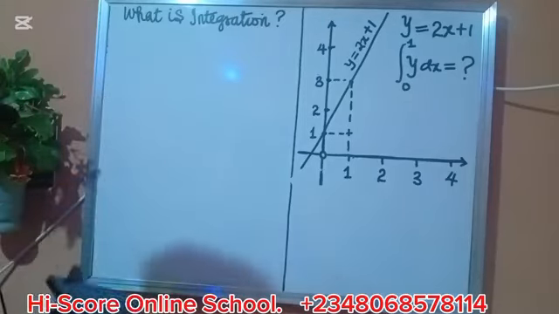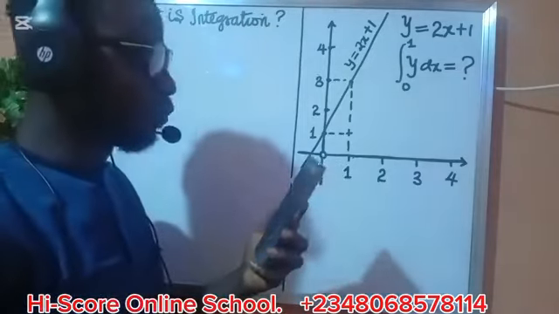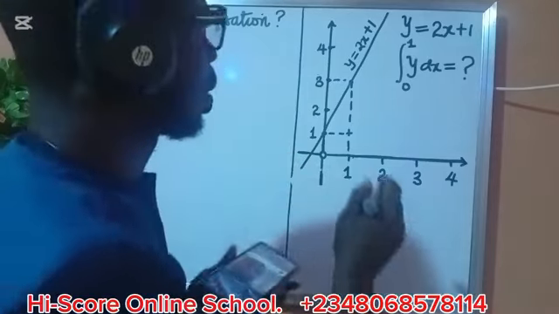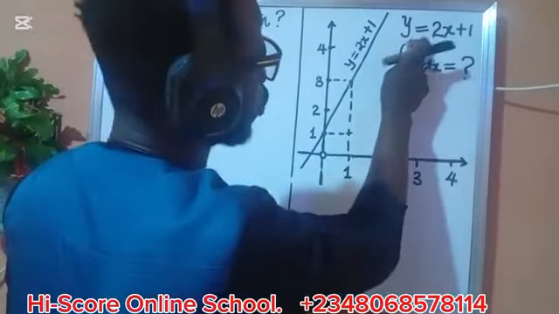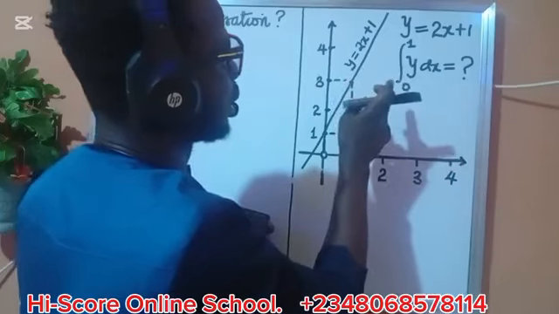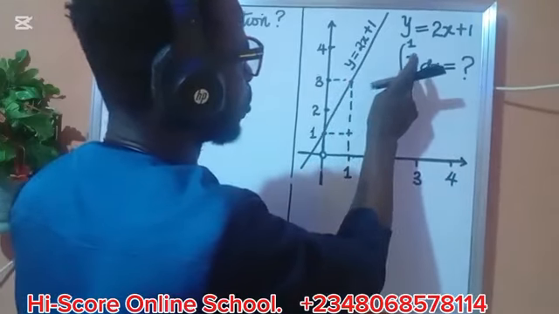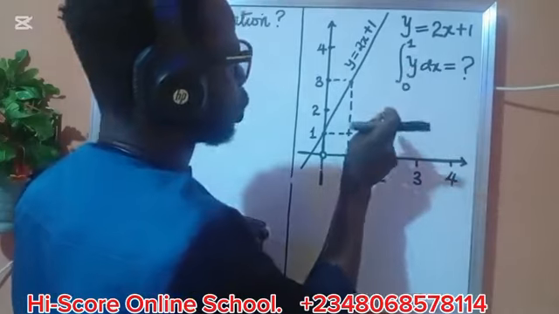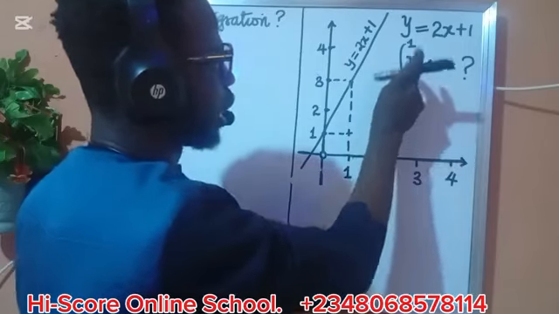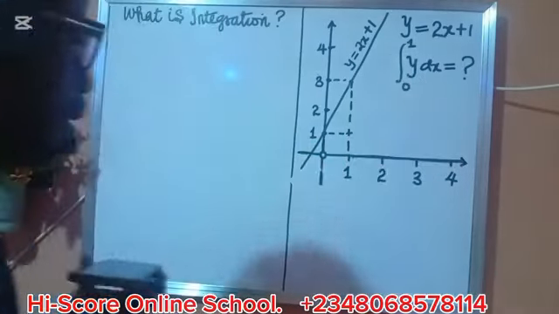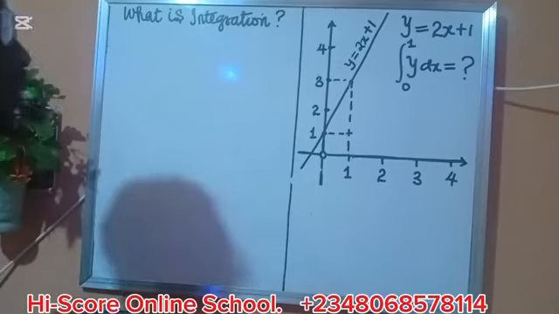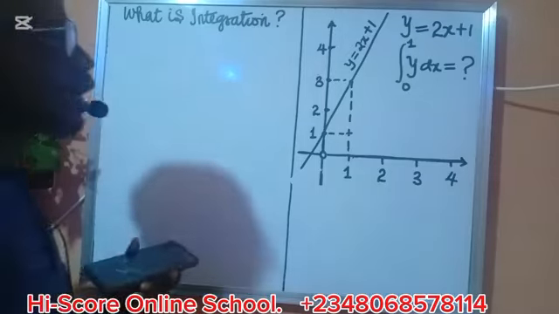To do this, we'll be using a very simple function which says that if y equals 2x plus 1, let us find the integral of y with respect to x for the interval between 0 and 1. Now, to do this, we have plotted the graph. How did we get the graph?